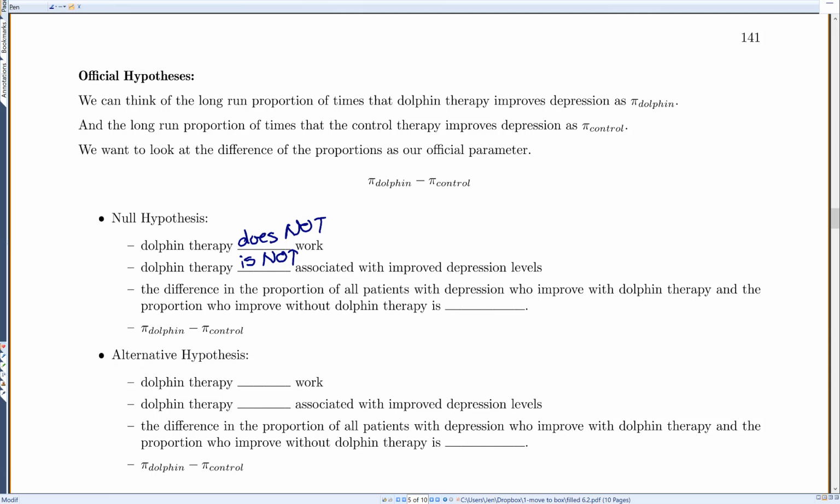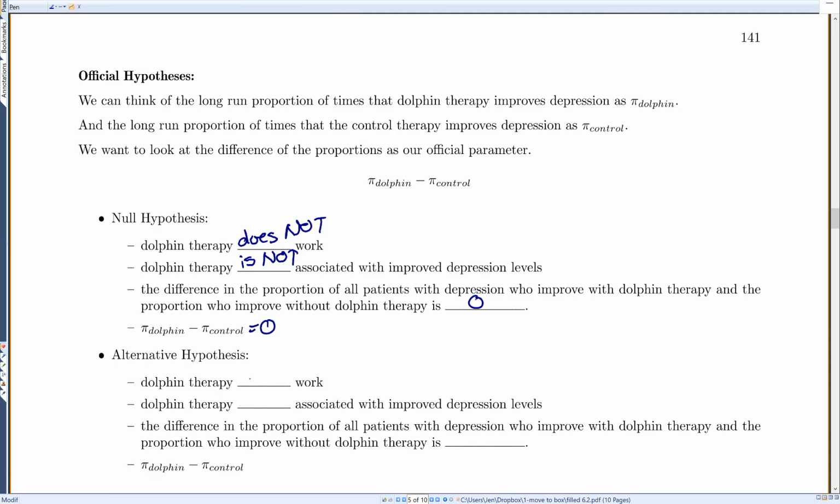Now, if we were to think about it in terms of our population parameters, if dolphin therapy does not work, then shouldn't these population proportions be the same? Okay. And if they're the same, what happens when you subtract two things from each other when they're the same? Like if you do 3 minus 3, you get 0. So if these proportions are the same, they should subtract to 0. So we could say the difference in the proportion of all the patients with depression who improve with dolphin therapy and the proportion who improve without dolphin therapy is 0. Okay. So the null hypothesis will always be that it's equal to 0.